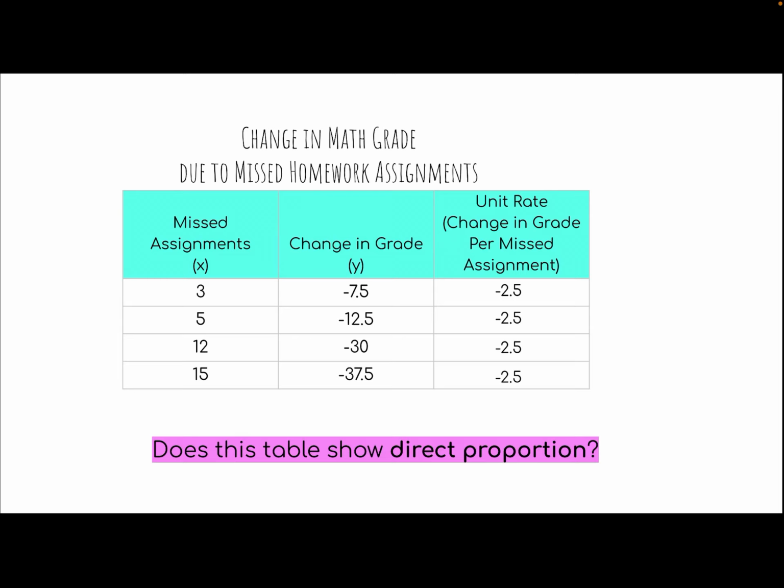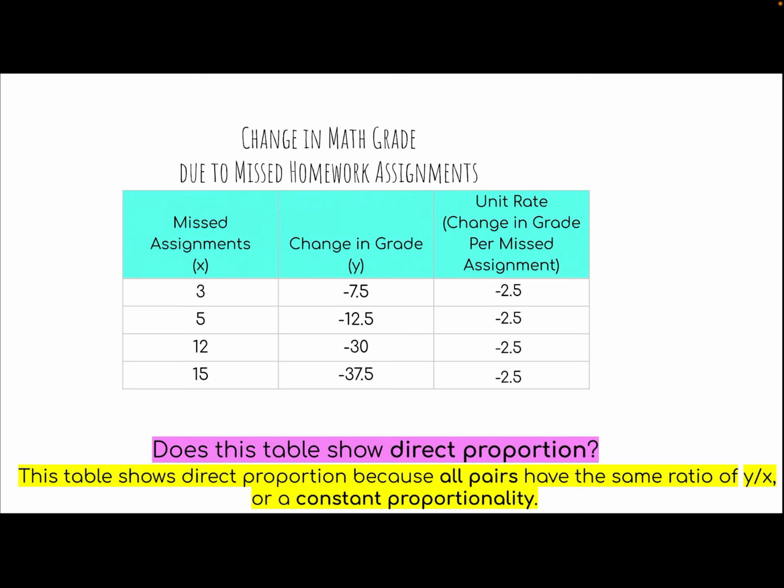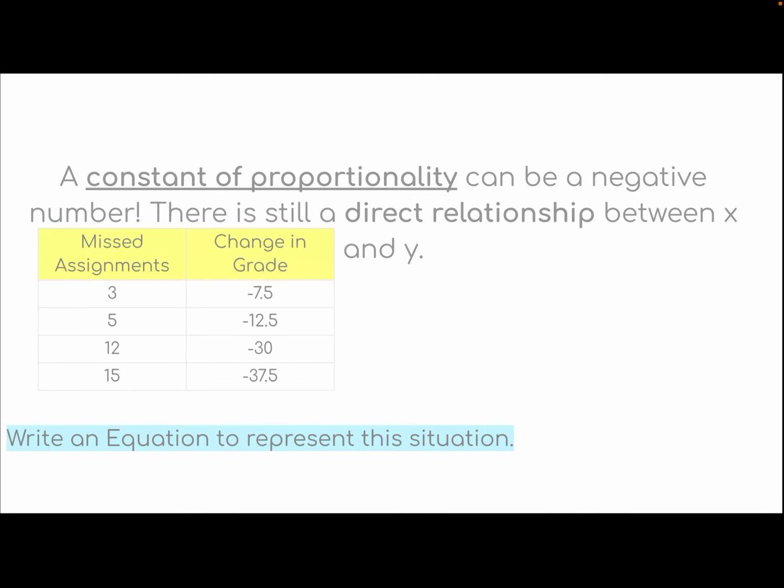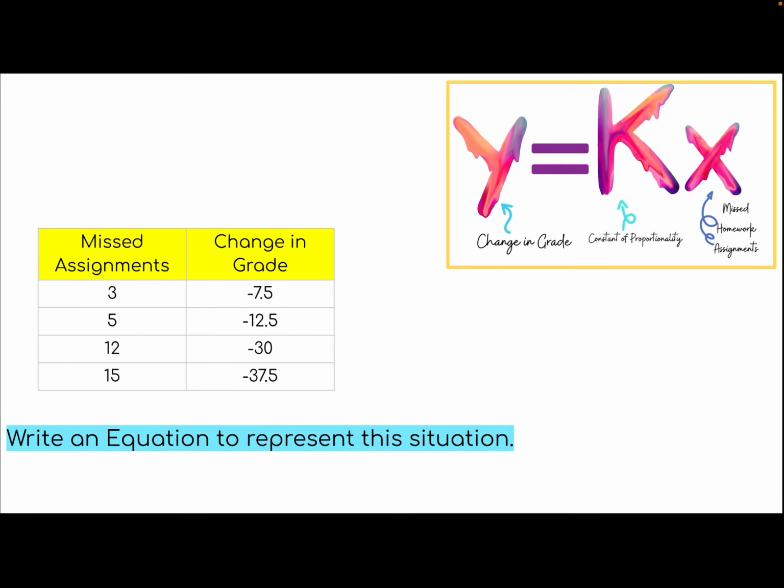Because that number, y divided by x, is the same, constant of proportionality, this table does show a direct proportion. We can write the equation y equals negative 2.5x. A constant of proportionality can be a negative number. That's the k value. There is still a direct proportion between x and y. So to write an equation to represent that situation, replace the k value with negative 2.5. Y equals negative 2.5x.